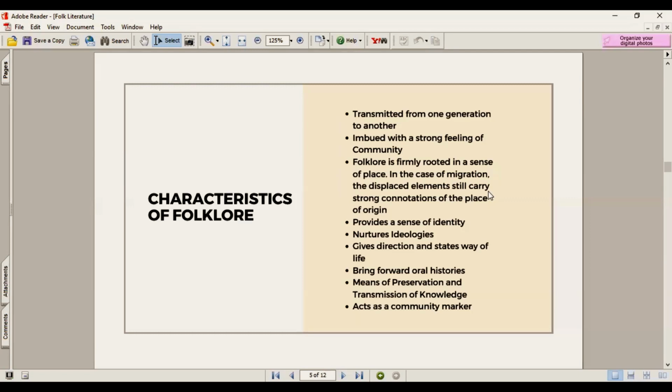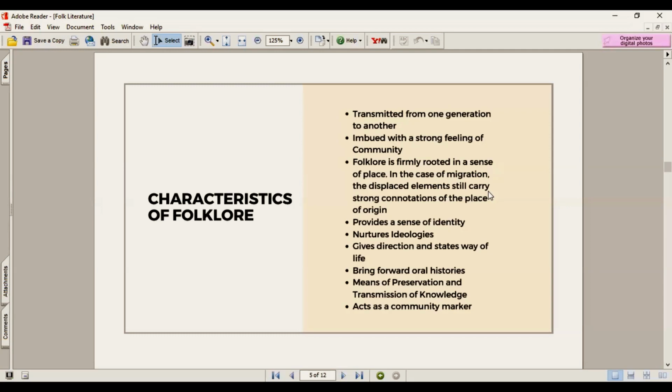Then it nurtures ideologies. So whatever ideology you get from your parents, from your family, from your community, you sort of imbibe all of those understandings of things and ideologies. So you can say that your personality is shaped or nurtured through folklore, which gives direction and states ways of life. Yes, it's a particular form of knowledge system, and it somehow gives you a direction in life, and it shows you what to do. Even the moral perspective of it, you get to know through folklore.